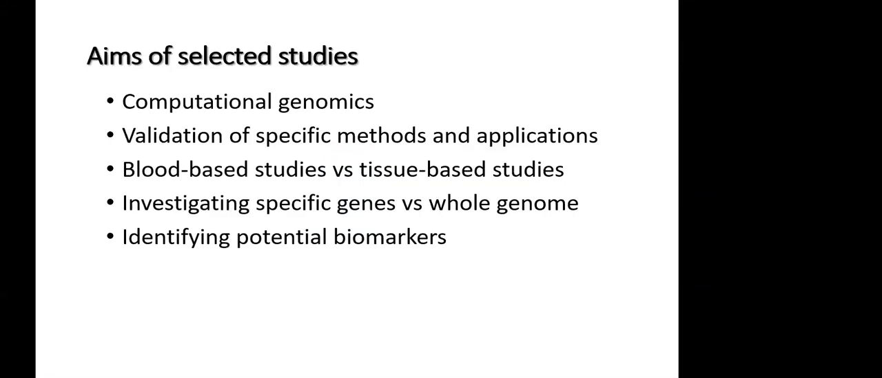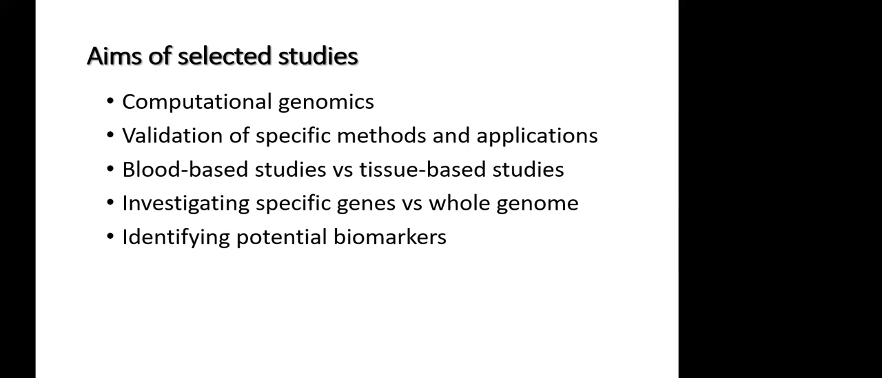So in screening through just the results that I got in my EndNote, I found that we have papers that focused on computational genomics. We had papers that were focusing on the validation of methods and its application. We had papers which used blood as a source of genomic data, whereas others used tissues. And that's where you need to ask yourself, does this matter? Do I want to compare them? Do I want to include both, or do I only want to focus on one?